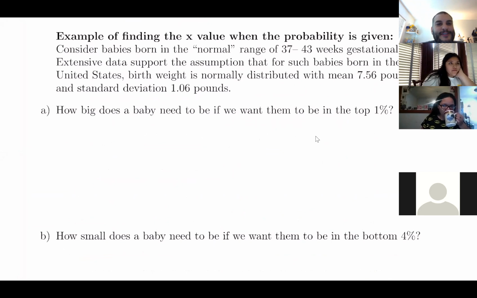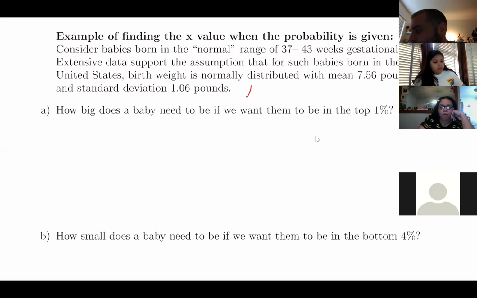For this example, it said, consider a baby born in the normal range of 37 to 43 weeks gestational age. Extensive data support the assumption that for such a baby born in the United States, birth weight is normally distributed with a mean of 7.56 pounds and a standard deviation of 1.06 pounds. So they're telling us the mean is 7.56, standard deviation is 1.06.